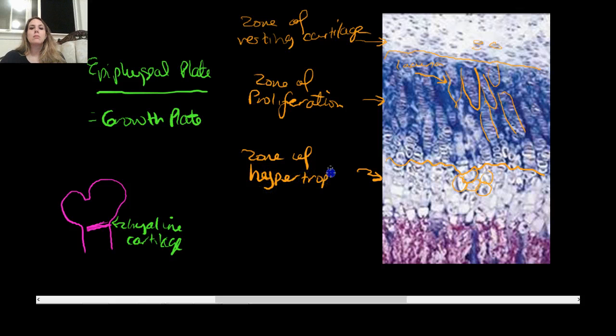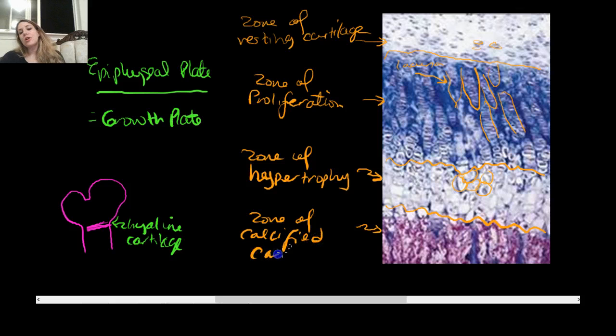Hypertrophy. Hyper means a lot or big or something like that, and trophy means eat. So they're kind of big eaters. But in a sense, it just means they're getting big. They're getting big, they're getting old. They are ready to die. They've been cut off from their nutrient supply. And so by the time they're down here, they have just died and oozed calcium. And so this is your zone of calcified cartilage, the calcified cartilage matrix.